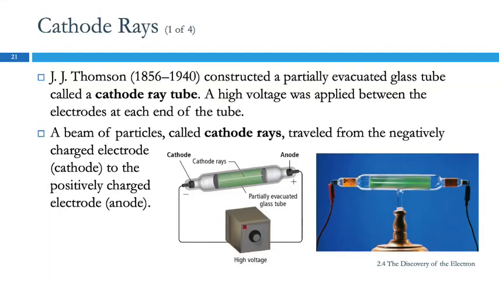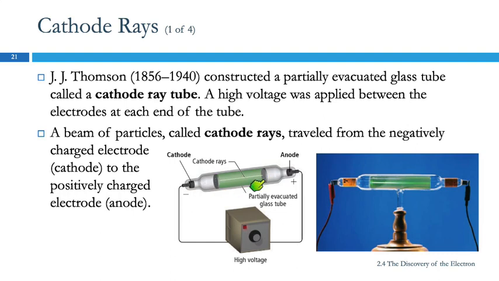So far in our little trip through the history of chemistry, atoms are like solid spheres. They're indestructible, the smallest thing. Okay, so a guy named J.J. Thomson made what's known as a cathode ray tube.